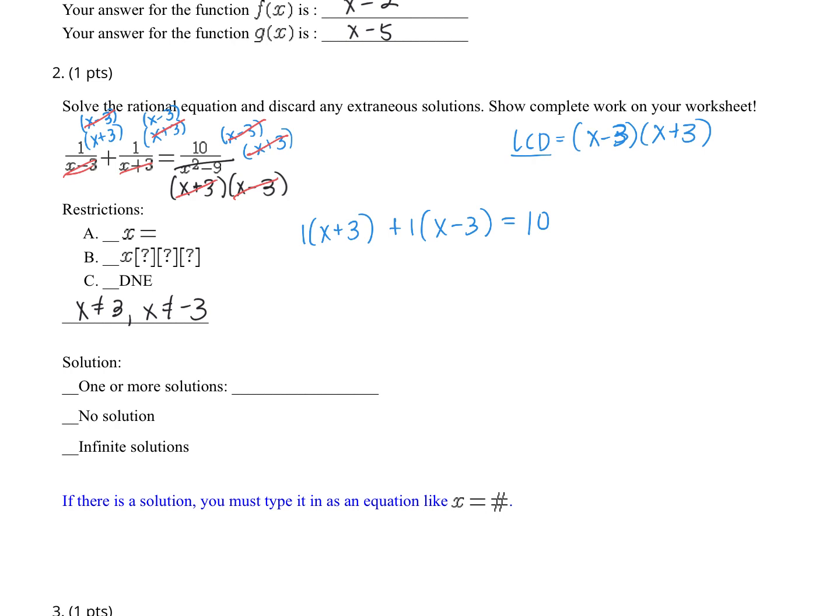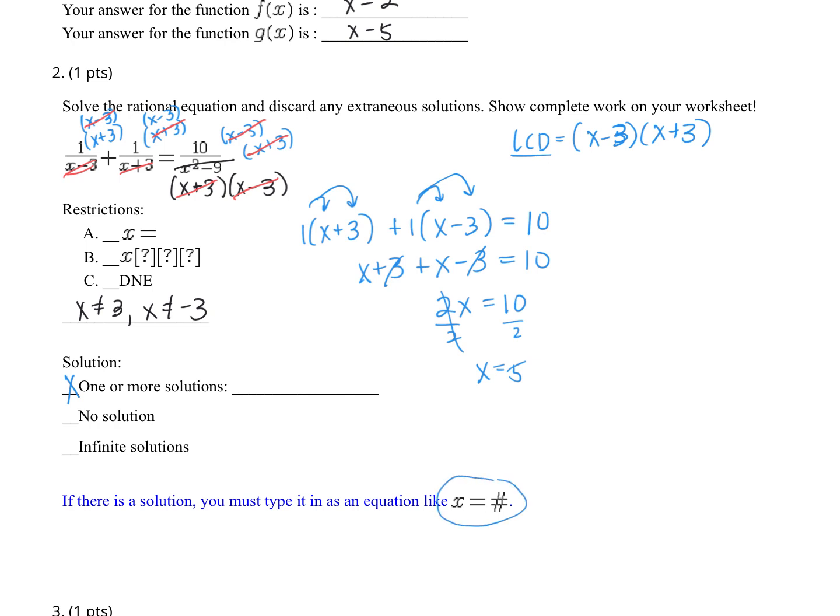If we distribute a 1, it doesn't change anything, so we get x plus 3 plus x minus 3 is equal to 10. We combine like terms, the 3's are opposites, so those cancel. So we get 2x equals 10. We divide by 2, so x equals 5. So we have one solution, one or more, we have one. And it says to type your answer like an equation, so we would type in x equals 5.